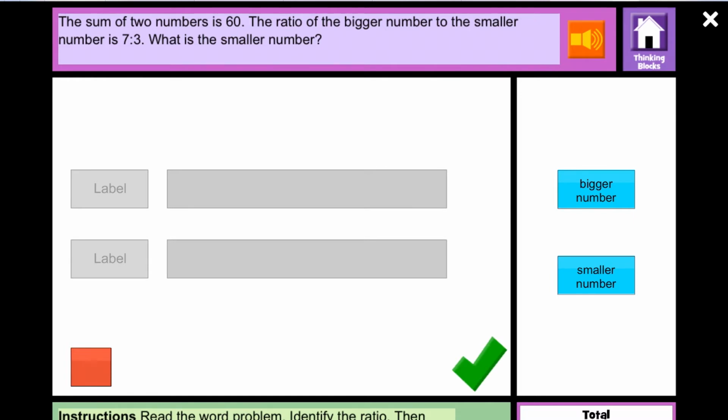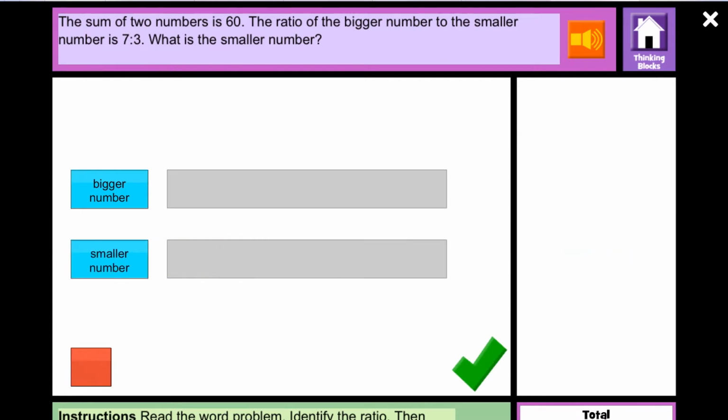So I'm going to identify my ratio, which is bigger number to smaller number. And that ratio is 7 to 3. And again, since order matters, the greater number gets 7 blocks, and the smaller number will only get 3.